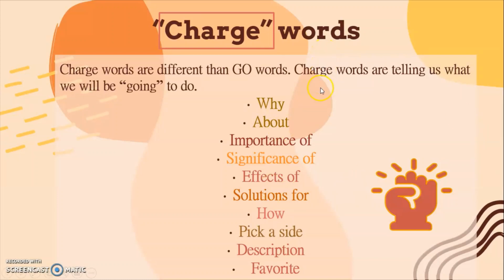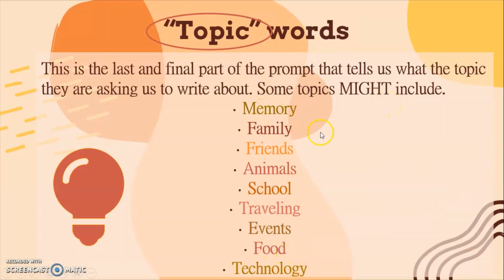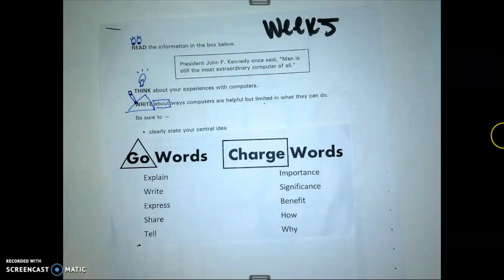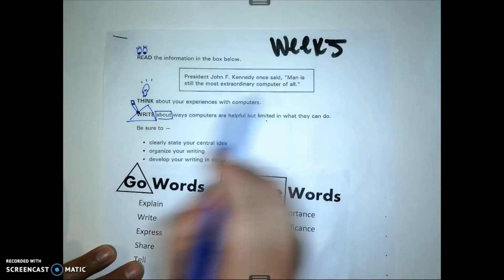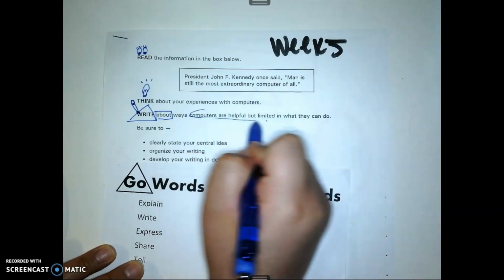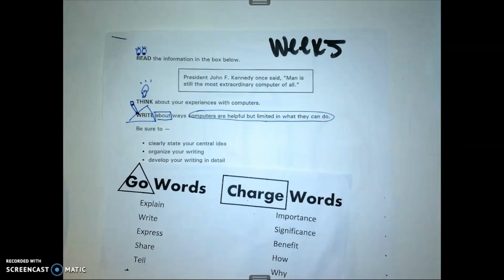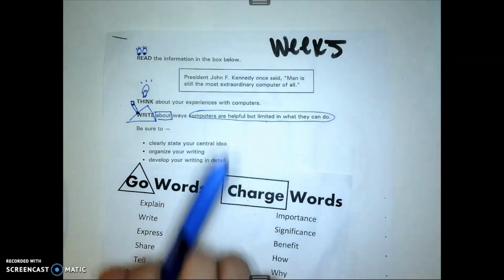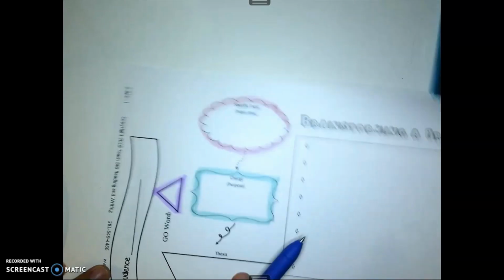And now, like I told you before, we're going to come back to the topic page. Which topic does this prompt fall under? Is it memory? Is it animals? Is it food? It's technology. So let's go back to the prompt. Okay, so we're going to circle, write about ways computers are helpful but limited in what they can do. Wow, that's a really long topic, but we need to circle all of it. Go ahead and turn to the next page, and we are going to fill out the 3 boxes right here.